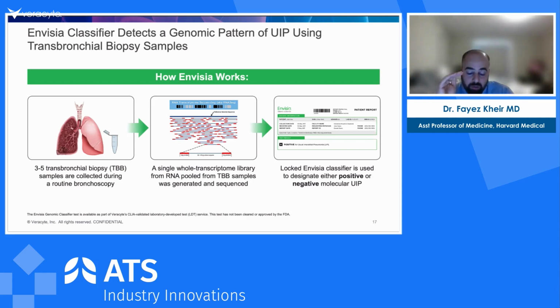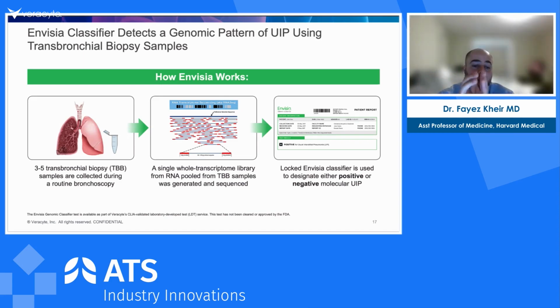We don't have to take any biopsies from the most diseased lung tissue on the CT scan. Also, we only require minimal alveolar tissue from our sample in order to send for the Envisia study.